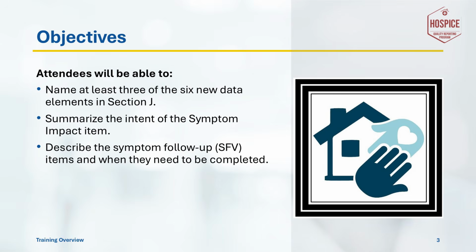Here are the objectives for this lesson. At the end of Part 4, you should be able to name at least 3 of the 6 new items from Section J. Summarize the intent of the symptom impact item and describe the symptom follow-up SFV items and when they need to be completed.